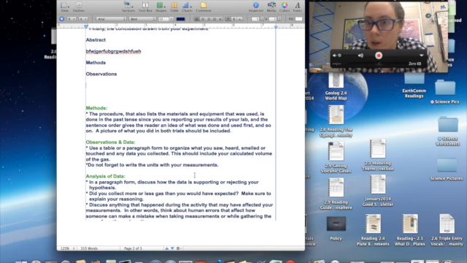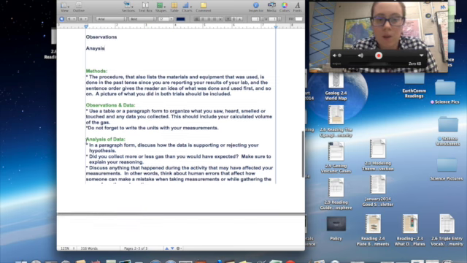Next, we're going to take a look at the analysis. Oh, before the analysis, wait, we have the observations and data. And here you're putting down information about what you saw, what you heard, what you smelled, what you touched. How much stuff did you collect? Then we're going to follow that up with the analysis of the data.